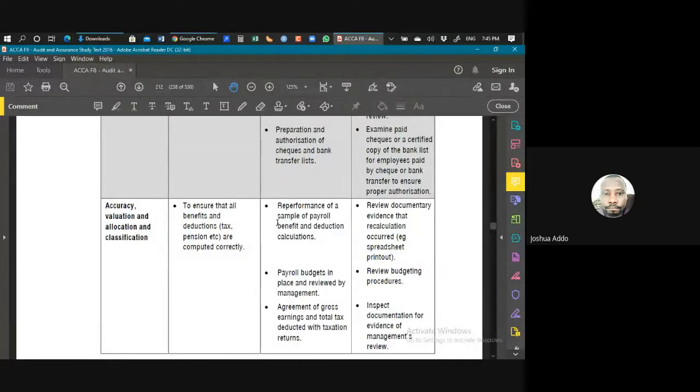Accuracy, valuation and allocation and classification, to ensure that all benefits and deductions, tax and pensions are computed correctly. Reperformance of a sample of payroll benefits and deductions. Reperformance to confirm that it is correct. Payroll budget in place and reviewed by management. Agreement of gross earnings and total tax deductions with taxation returns.